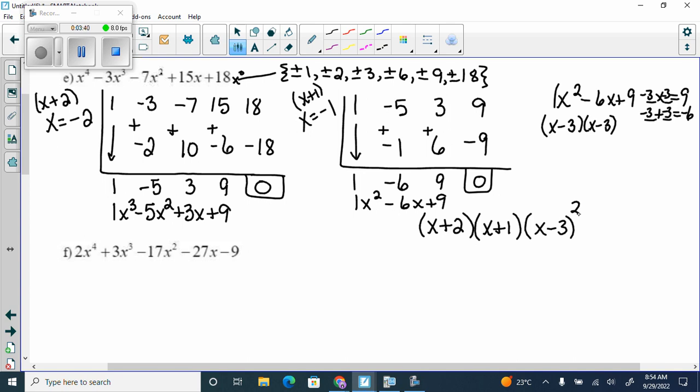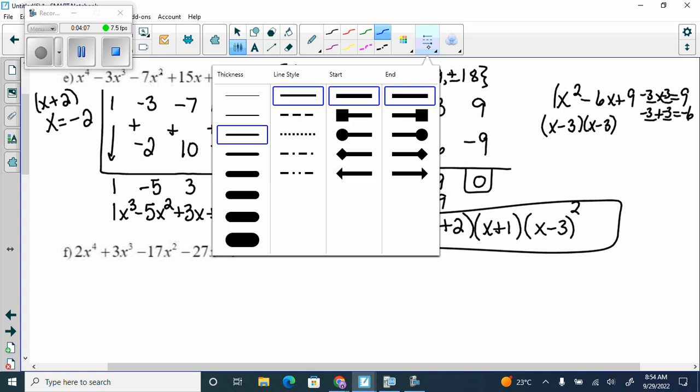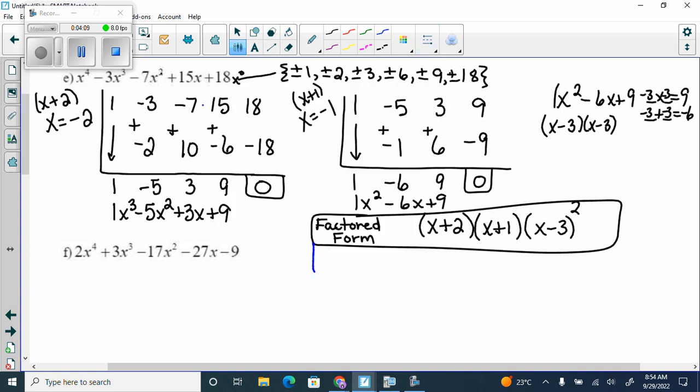Okay, paying close attention. This is the factored form of that, correct? Because it's factors. We agree? If I ask for factored form, you give me the factors. So here, we're going to box this, and we're going to say factored form. So if I ask you to factor, we do this, we stop. But what if I ask you to solve?